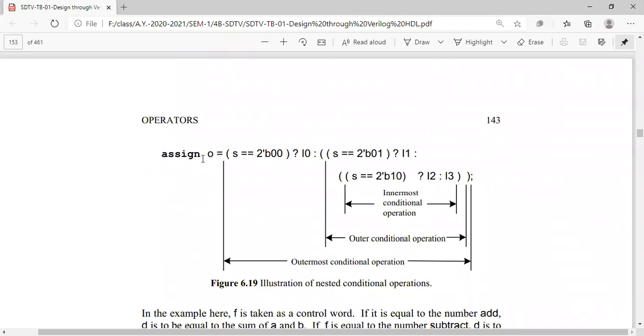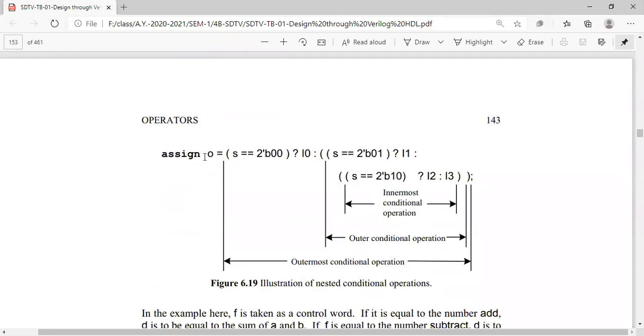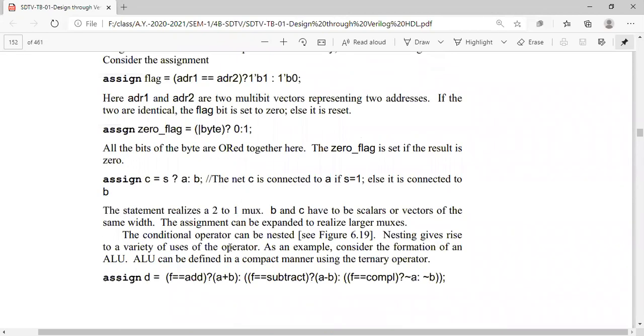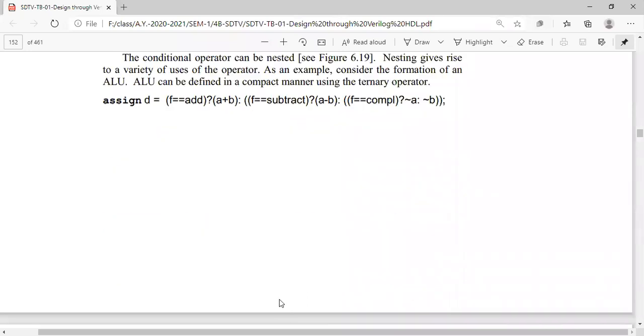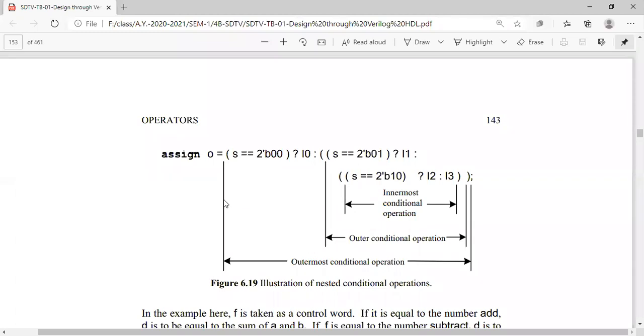See here, this is just like an ALU, right? By using the simple ternary operator, we can use many ternary operators and nest them. So how to solve a nested one? You have to see. So this is the assign, O is equal to, just like a mux you see here.